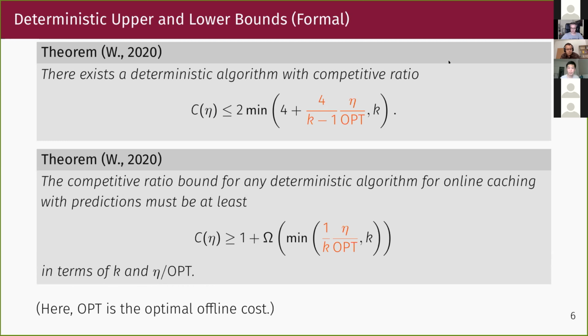And the lower bounds also work for this? There isn't as tight a lower bound for the randomized case. So that's actually still an open question, seeing if you can tighten the analysis for the randomized case. But in previous work, Rohatgi has a lower bound for the randomized case. That's the minimum of log k and log of 1 over k times eta over opt.